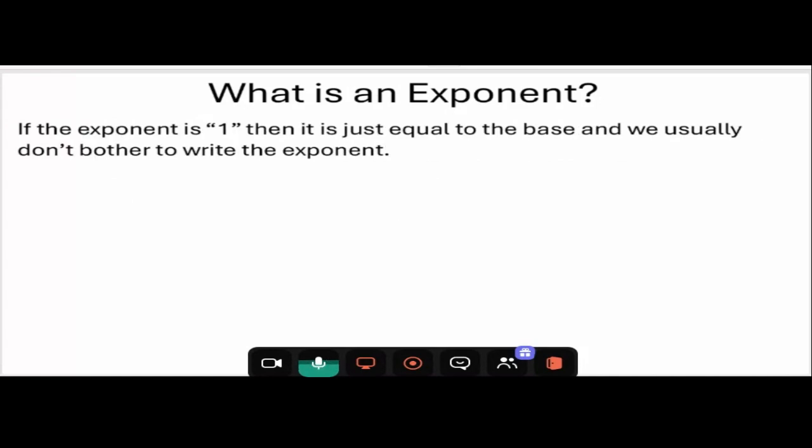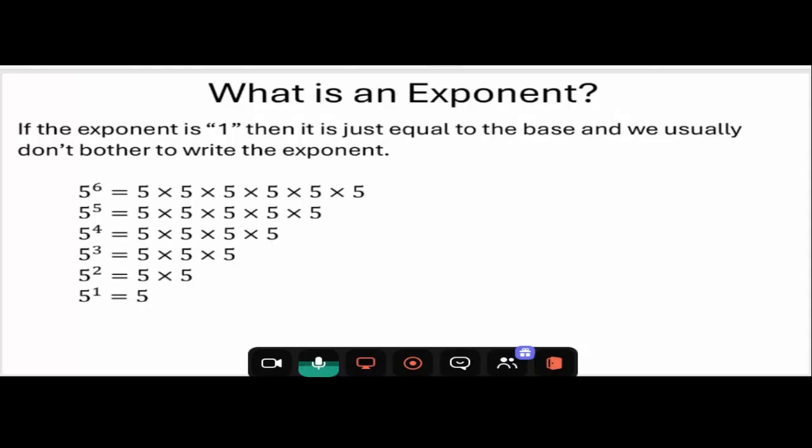If the exponent is 1, then the thing is just equal to the base, and we usually don't bother to write that 1. So here's a little justification for that. Here we see some various powers of 5. Here we got 5 to the 6th, which is 6 5s being multiplied, 5 5s being multiplied, 4 5s being multiplied, 3, 2 5s being multiplied, 5 to the power of 2. So 5 to the power of 1 means there's just one 5. It's not actually being multiplied by anything, right? Because there's only one of it, so there's nothing to multiply by. So anything to the power of 1 is simply itself.